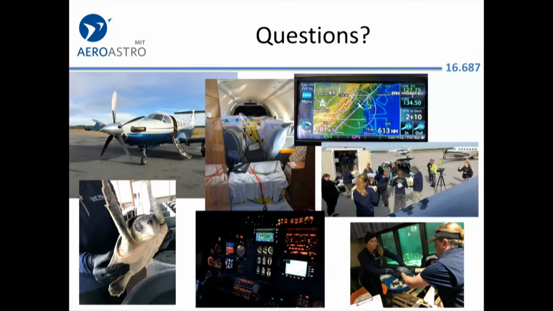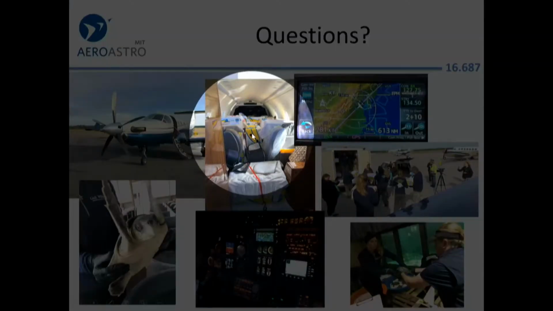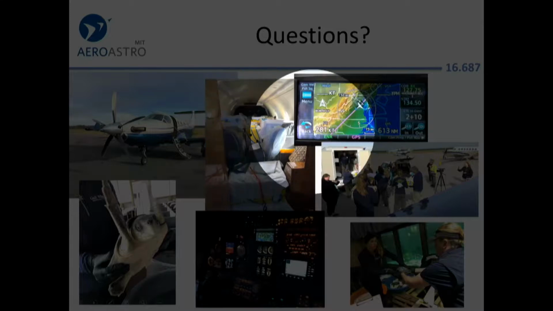All right, so we can take questions, and meanwhile, while you're thinking of your questions, here is the planning. Well, it doesn't really show the planning. I guess some of the planning. We had to load up this Pilatus with 60 sea turtles. I think that was late November or early December. So you can see there they are in the back of the airplane. They're in these Chiquita banana boxes.